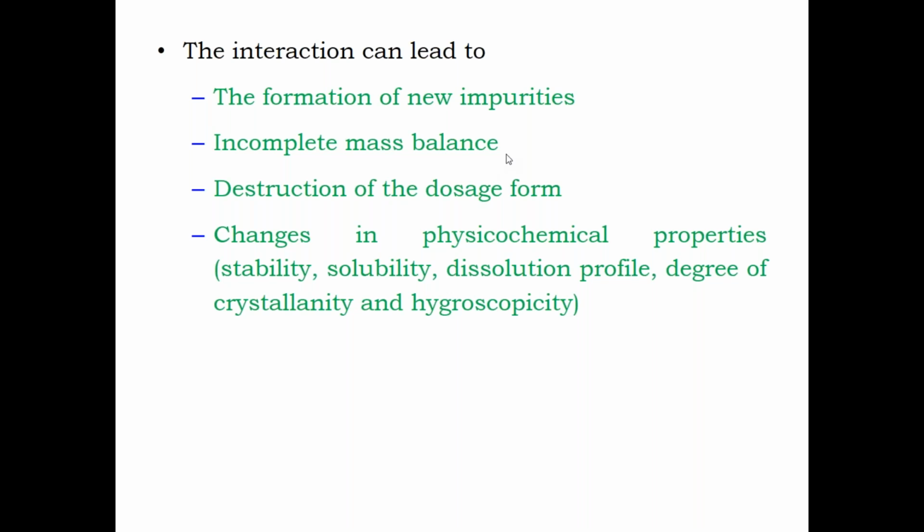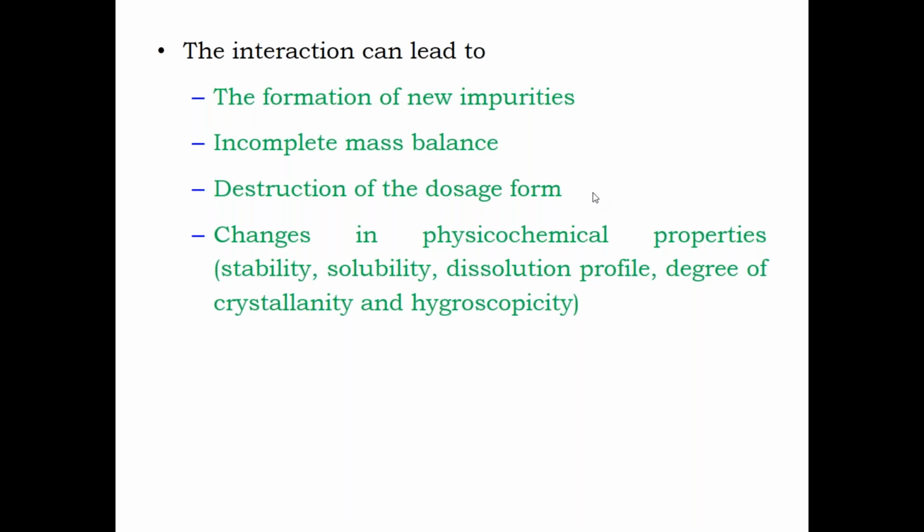When you add this much amount of excipient, the product you should get should also be equivalent to that. So because of the interaction, there is a chance of imbalance. With whatever ingredient amounts you added, you would not have got the expected product out of it. That is called the imbalance, that is called mass balance. Imbalance, that's incomplete mass balance.